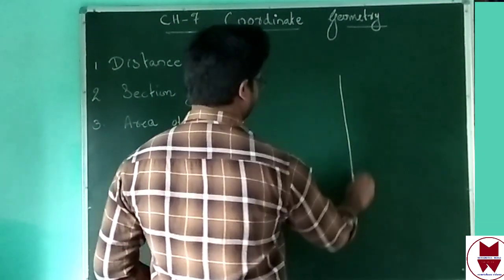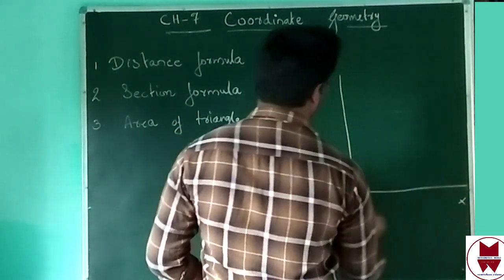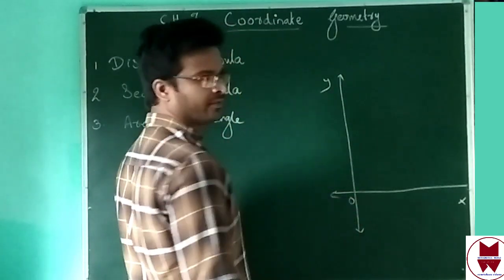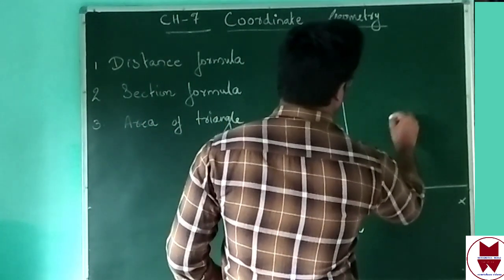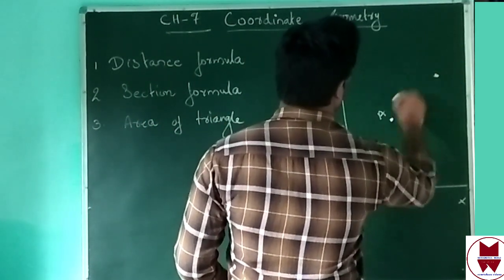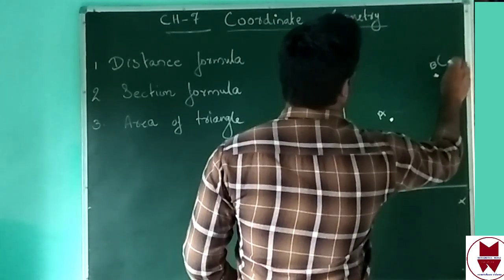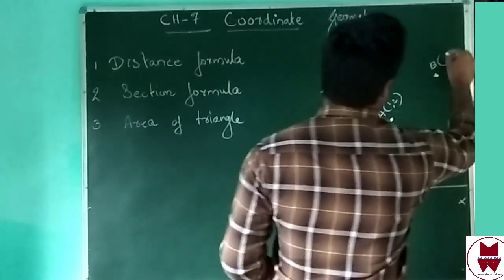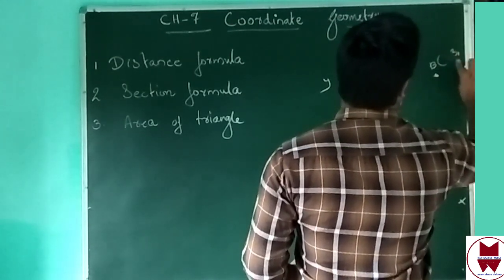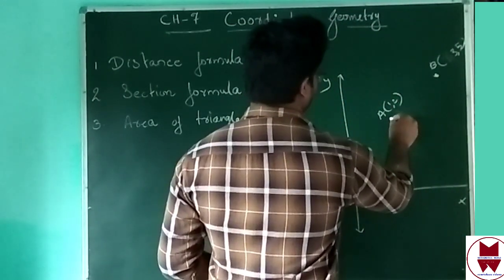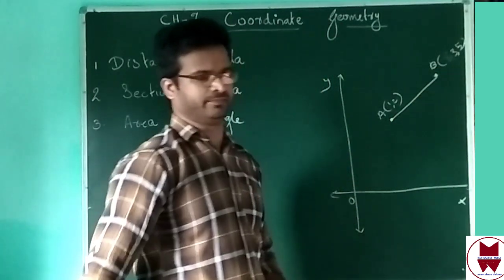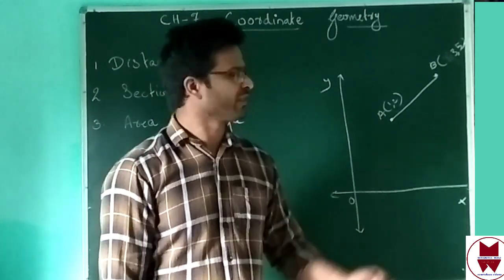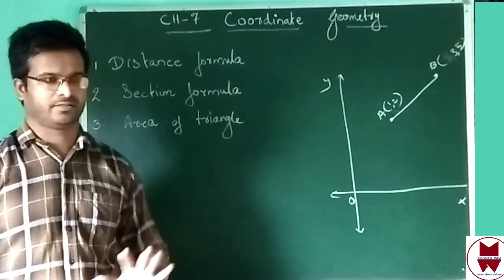Just consider this x-axis, this y-axis, and the joining point is 0. And here 2 points are given, A and B. Think this is 1, 2, the coordinates of the first point, and the second point, anything, 4, 5. We have to find out the distance between A and B. Then how can we find it out? At that time we will use one formula. That formula is known as the distance formula.